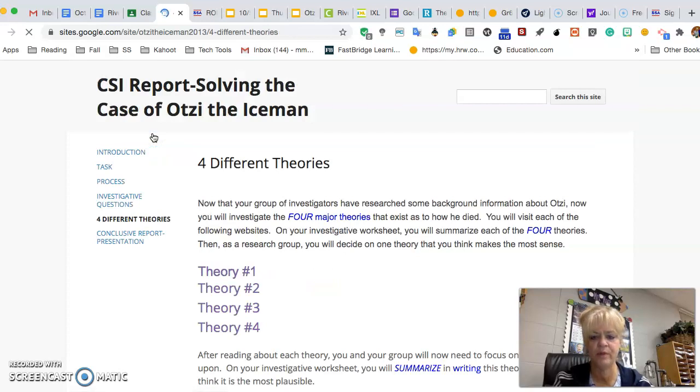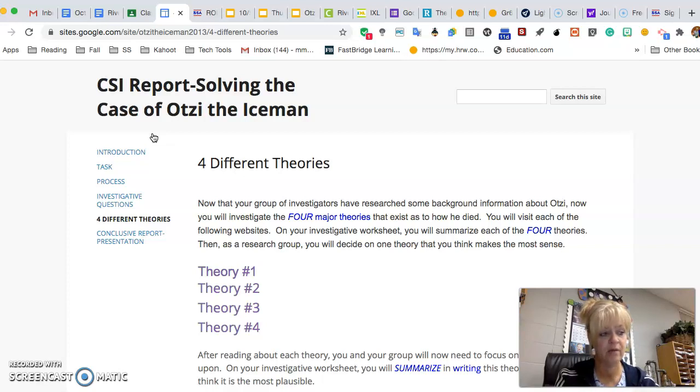Okay, and when you do, it opens up to this. And so there's theory 1, 2, 3, and 4. One at a time, you're going to click on theory 1, and you're going to write down on your Google slide, go to where it says theories, and write in as much information as you can about theory 1. That would include, well, how do they say he died? How do they think he died? And then why do they think that? So you need to include why they think that.